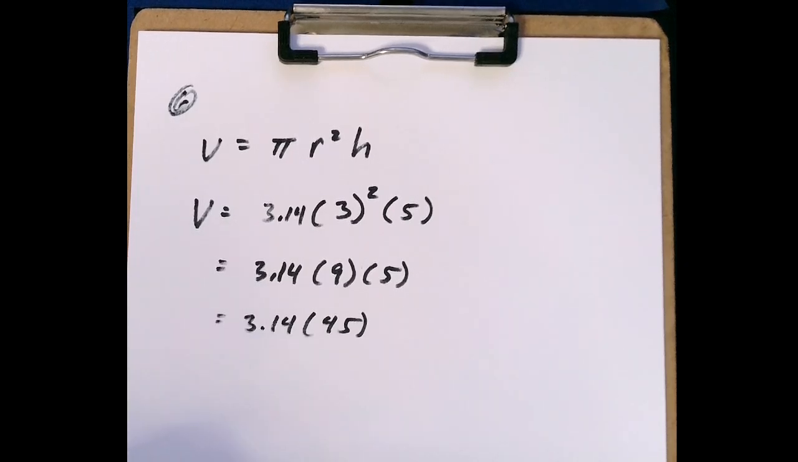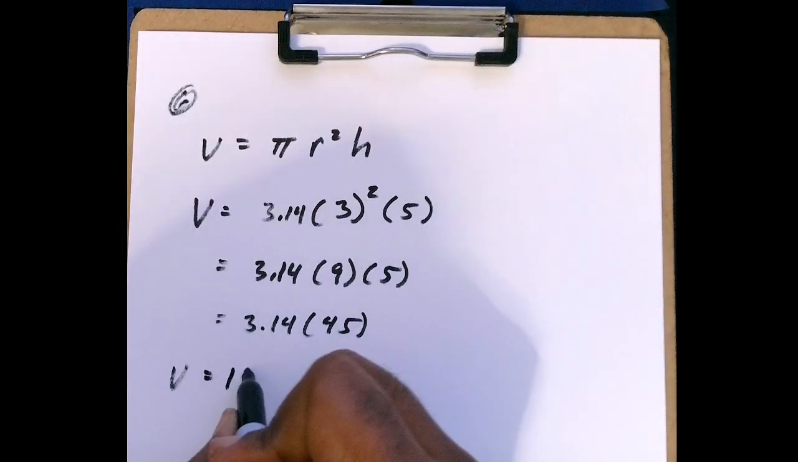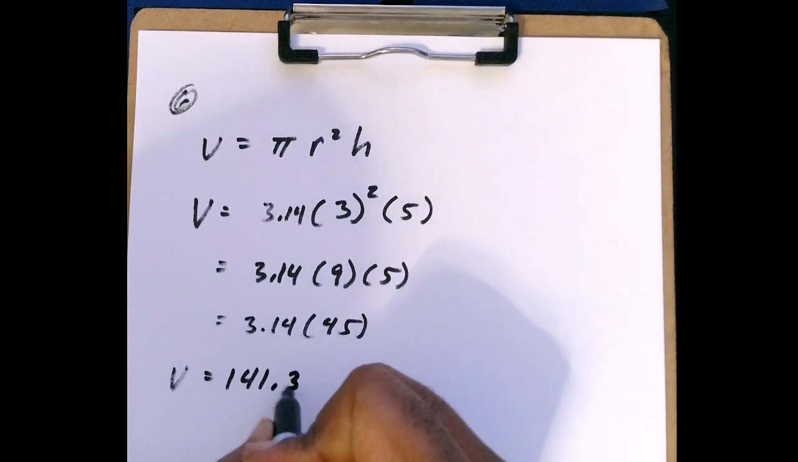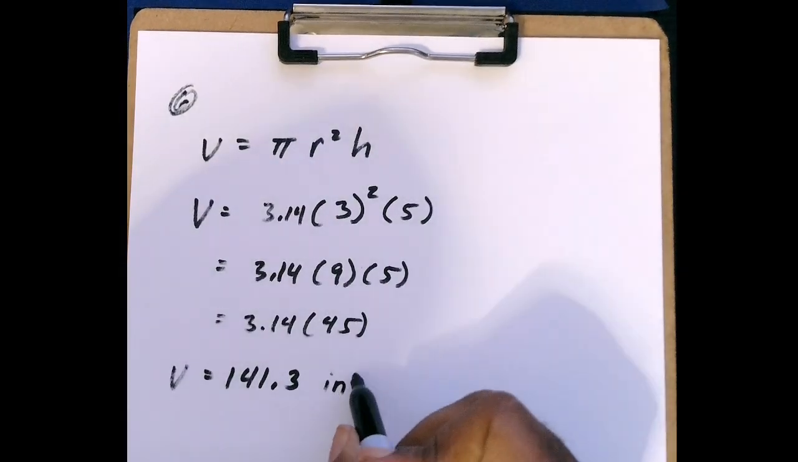3.14 multiplied by 45. And I get an answer for B that equals 141.3. And that'll be the volume. Since everything was measured originally in inches, I can say that the volume is inches cubed.